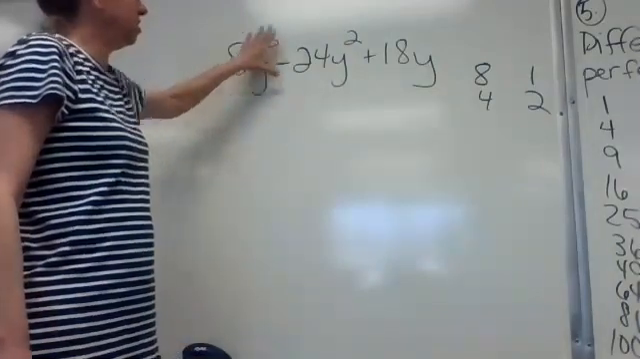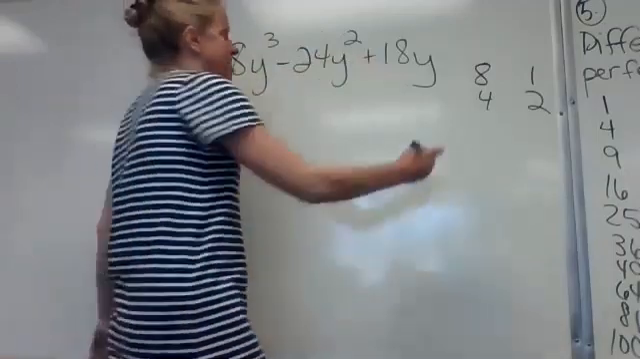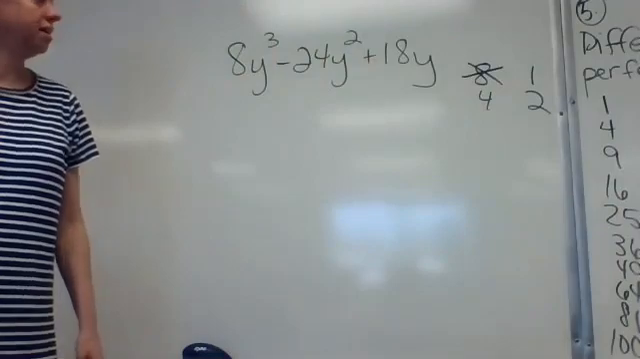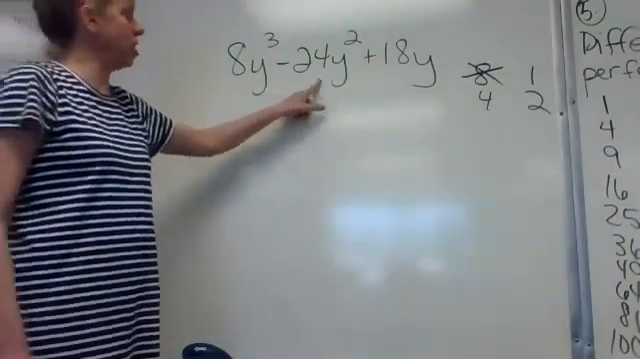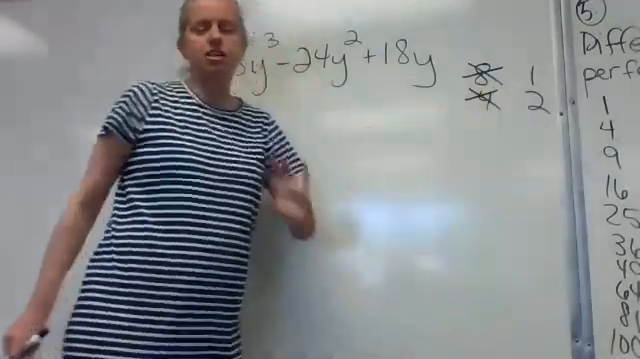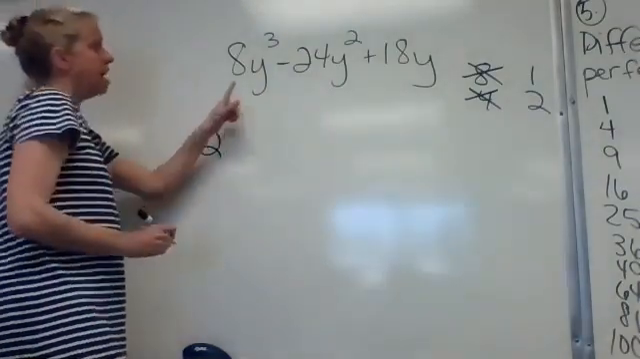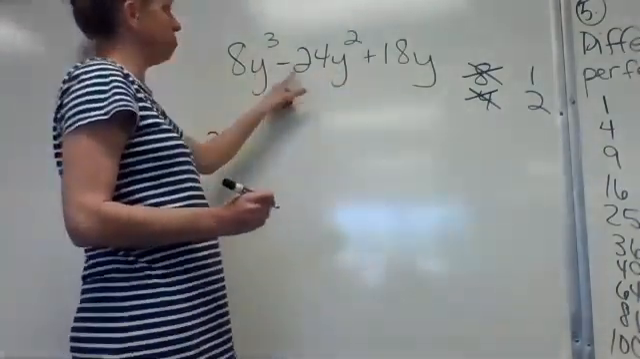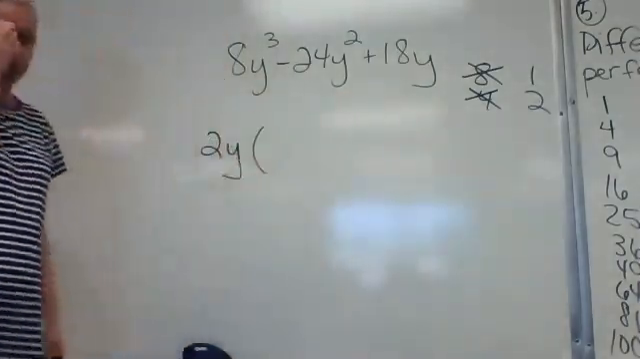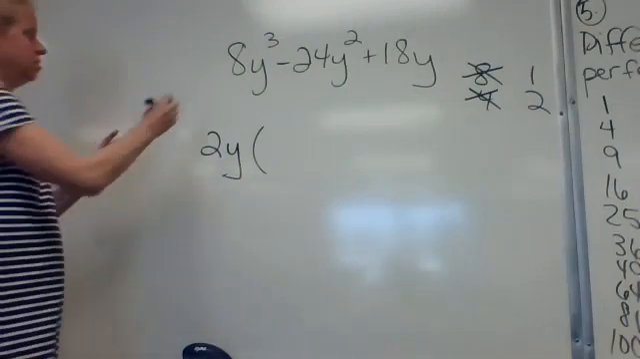I know 8 does. 24 divides by 8 because you get 3, but 18 does not divide by 8. Let's see, these both also divide by 4, but 18 doesn't divide by 4. So the only thing that they're all going to divide evenly by is that 2. And like I said, I can also pull a y out of all of those. So I pull a 2y out and put in parentheses what is left.